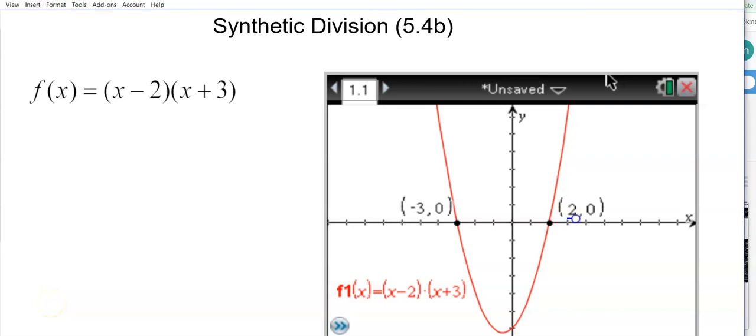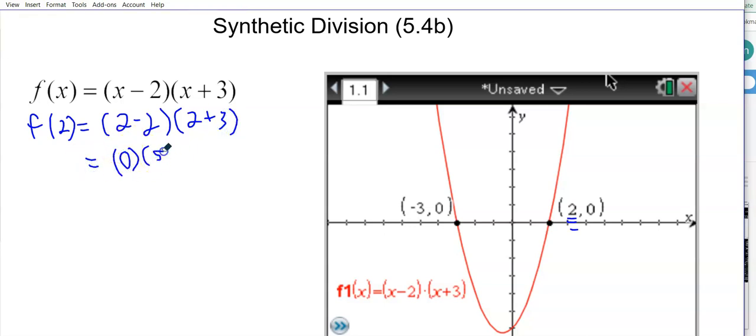Okay, so I'm going to plug in 2 here. I want you to make a connection between the algebraic and the graph. On the graph, we see this value of 2. What happens if we plug 2 into the function? We get 2 minus 2 times 2 plus 3, which is 2 minus 2 is 0, and 0 times 5 is 0. So interesting, f of 2 is 0. In other words, we plugged 2 in and our output was 0.